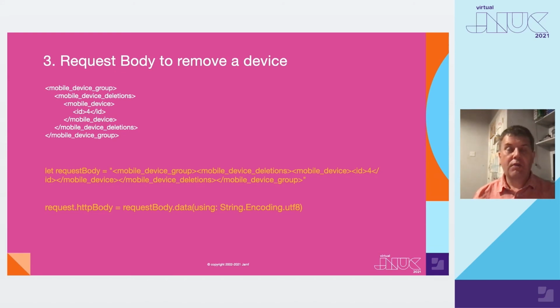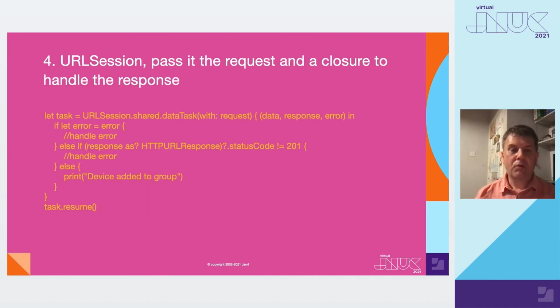And likewise, if you want to remove an item, it's the same XML, apart from instead of using mobile device additions, we can use mobile device deletions, and again, specify the ID. So it's very, very similar. So we create the XML, pass it to the body, create our session as normal, and then we can handle the error, look for the status code of 201, and if that's looking good, we know that command has executed, and hopefully that group has been updated. Okay. So that's some examples of the classic API.